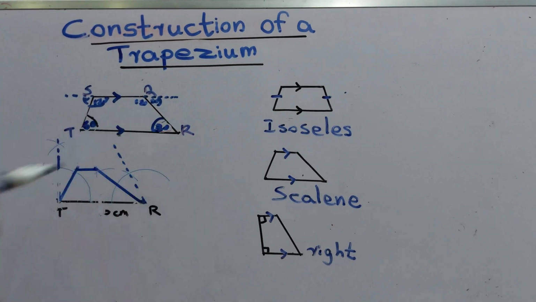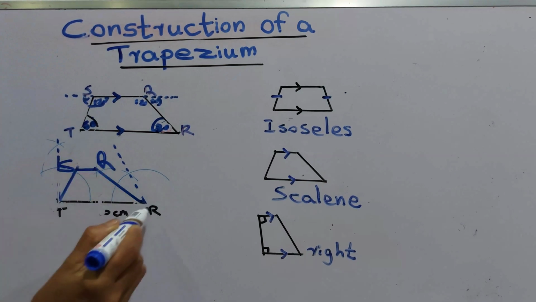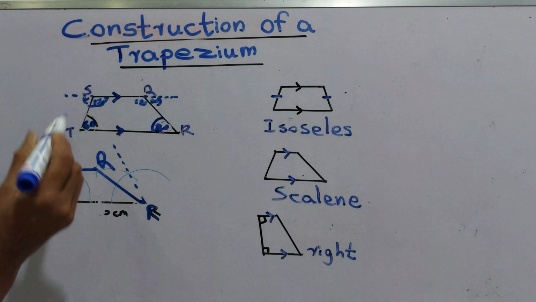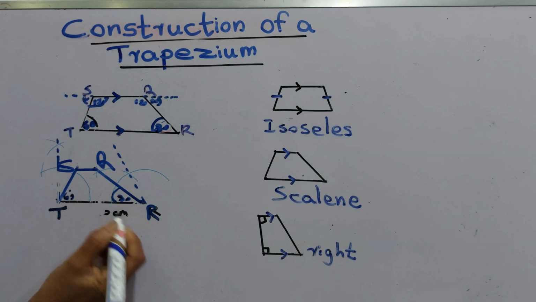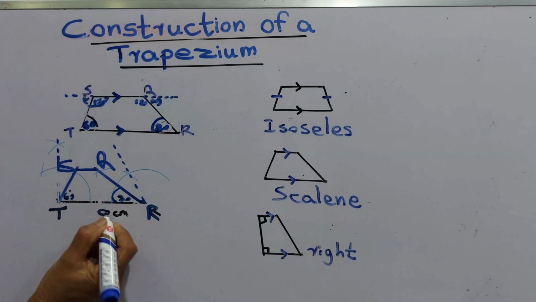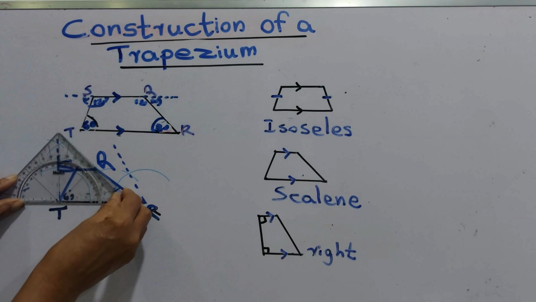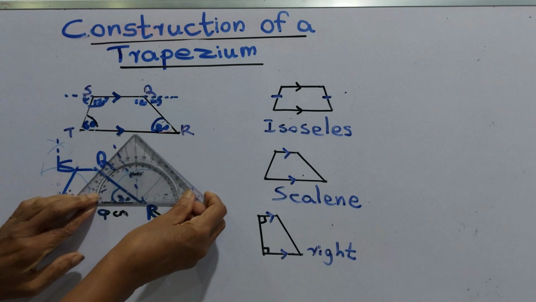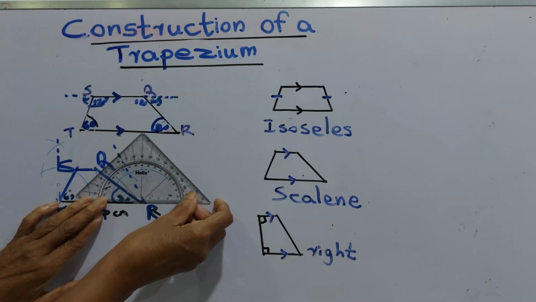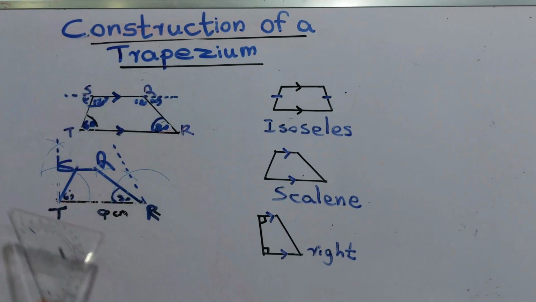Then we construct the trapezium SQRT. This corner is 60 degrees, this corner is 30 degrees. This side we got as 9 centimeters. If we need, we can use the protractor and check the corner. Here, that is 60. From here, keep the protractor on this line and it gives 30. This is the trapezium.